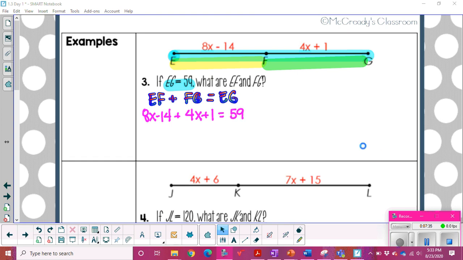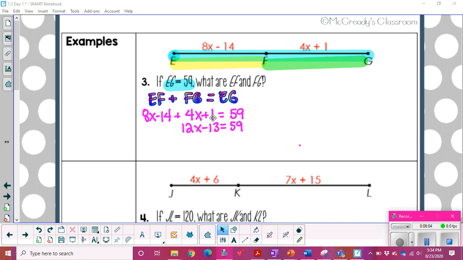And the reason this is important is because if we want to know what EF is, we have to know what x is. If we want to know what FG is, we have to know what x is. And in order to find a variable, you have to set up an equation and solve it. So let's go ahead and combine our like terms over here on the left side. We have 8x plus 4x, which is 12x. And we have negative 14 plus 1, which is negative 13. And that's equal to 59.